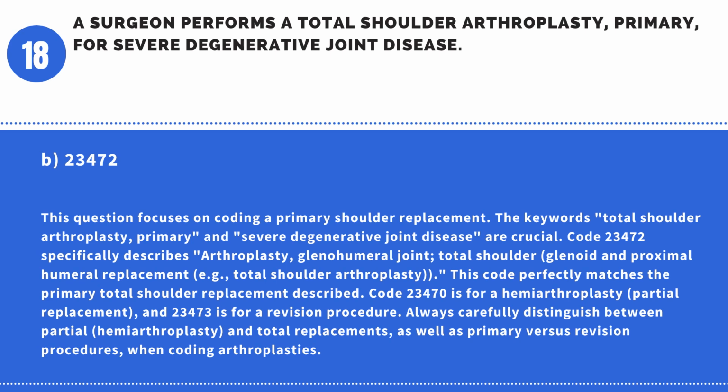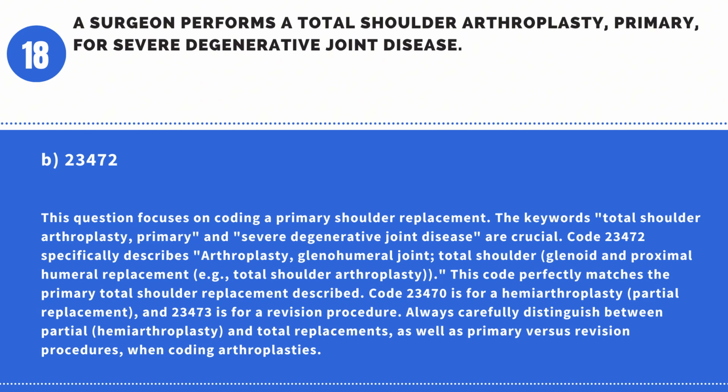23,472. This question focuses on coding a primary shoulder replacement. The keywords total shoulder arthroplasty, primary and severe degenerative joint disease are crucial. Code 23472 specifically describes arthroplasty, glenohumeral joint, total shoulder, glenoid and proximal humeral replacement, e.g., total shoulder arthroplasty. This code perfectly matches the primary total shoulder replacement described.